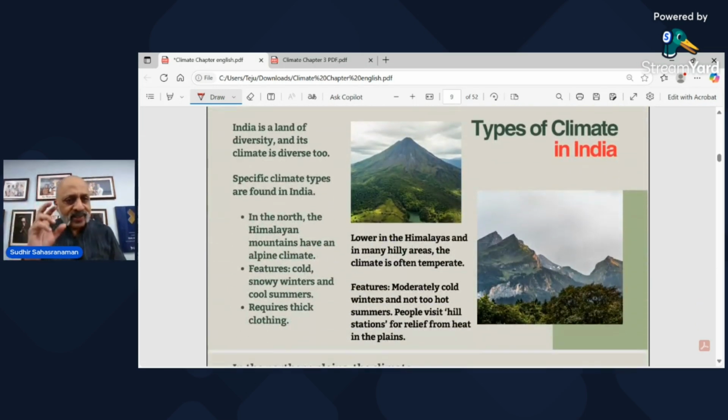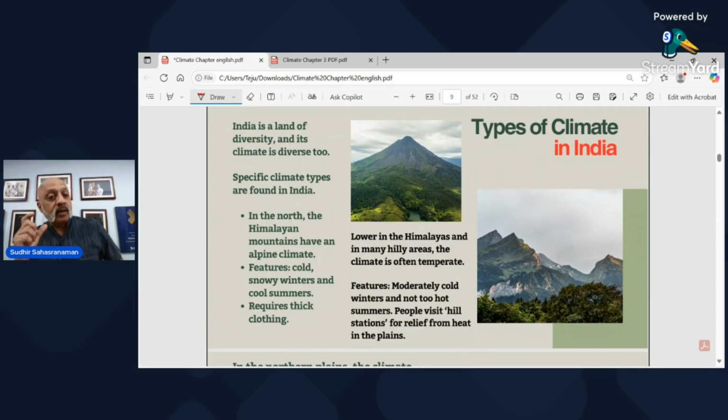Now, what are the different types of climate in India? India, obviously, we know, is a large country, and therefore it's an extremely diverse country. It's just like, we people observe different festivals in different parts of India. People speak different languages, different dialects in different parts of India. Similarly, our climate also is extremely diverse, right? And it is very fascinating to understand all this. And I do hope you show interest.